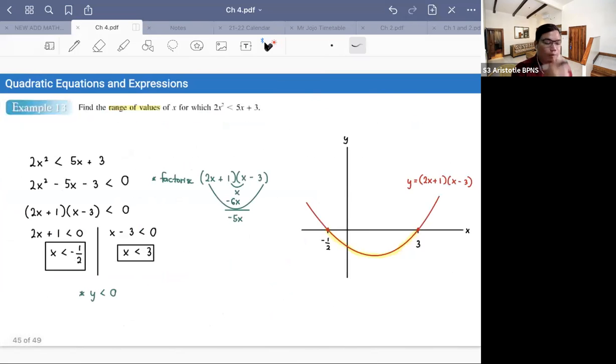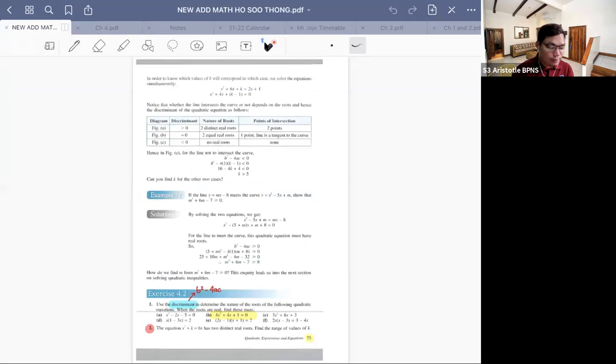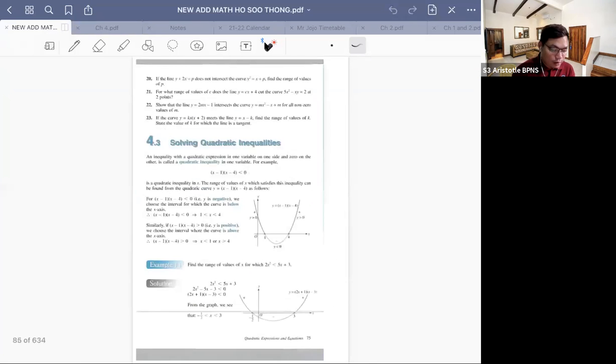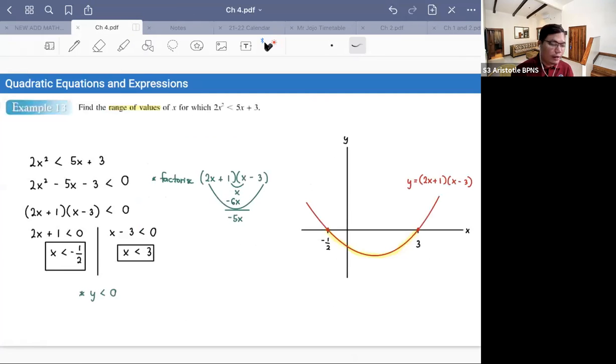All right, so anyway, let's have some examples. Can you please go to page 75. Let's have one example that involves quadratic inequalities. Find the range of values of x for which 2x squared is less than 5x plus 3. So how do we find the range of values?